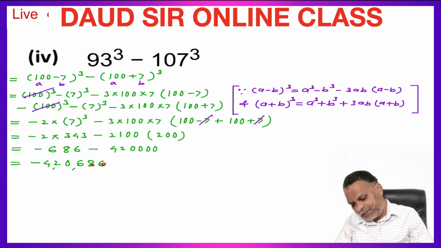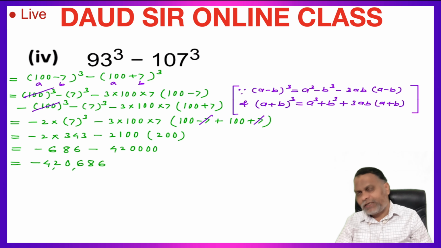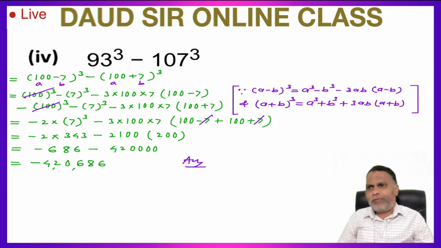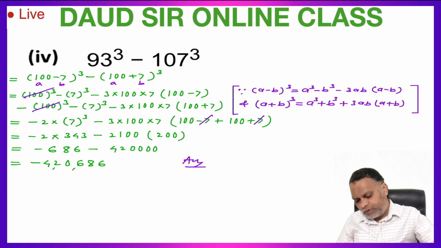so this is ones, tens, 100,000, 10,000, lakh, minus 4,20,686 is the required value of 93 cube minus 107 cube.